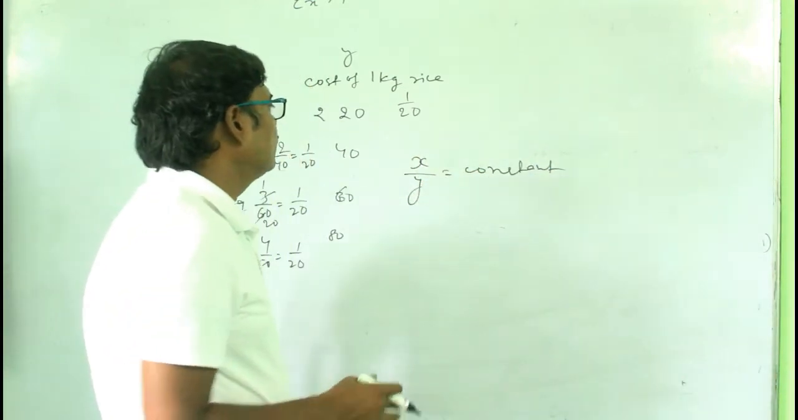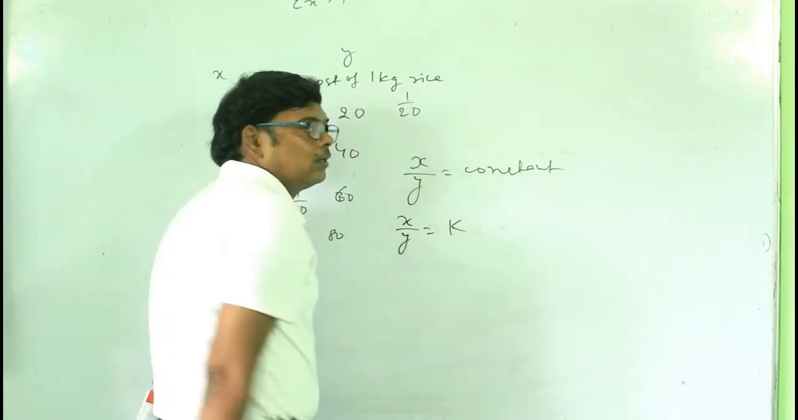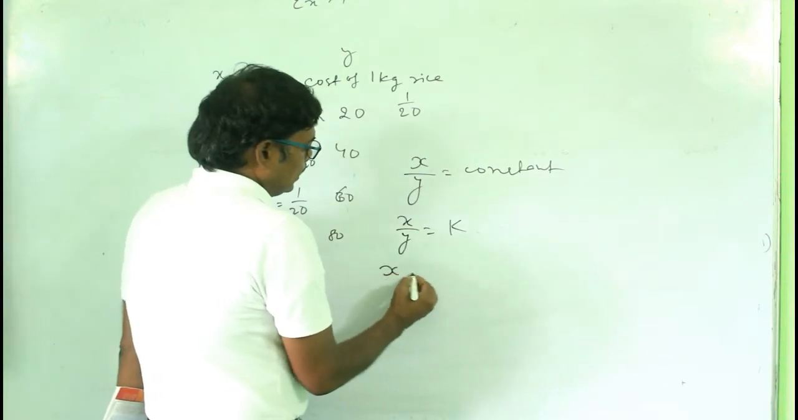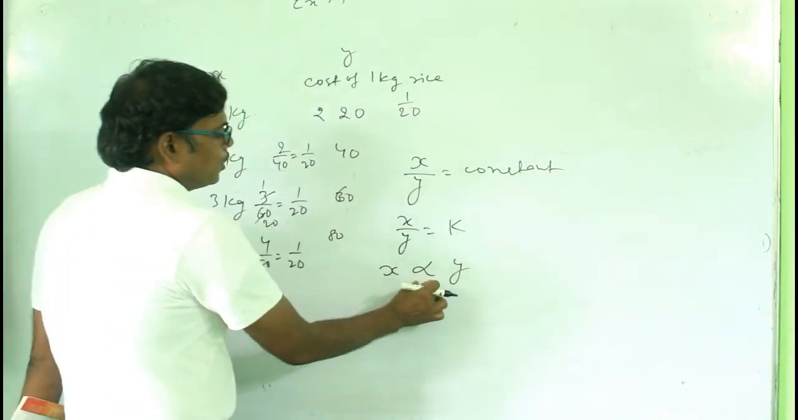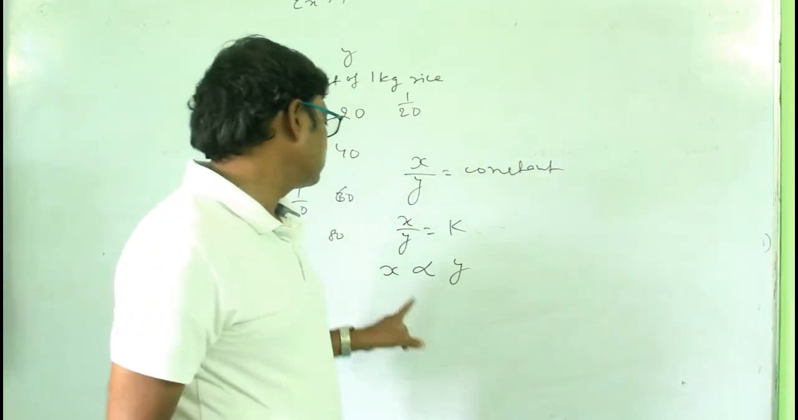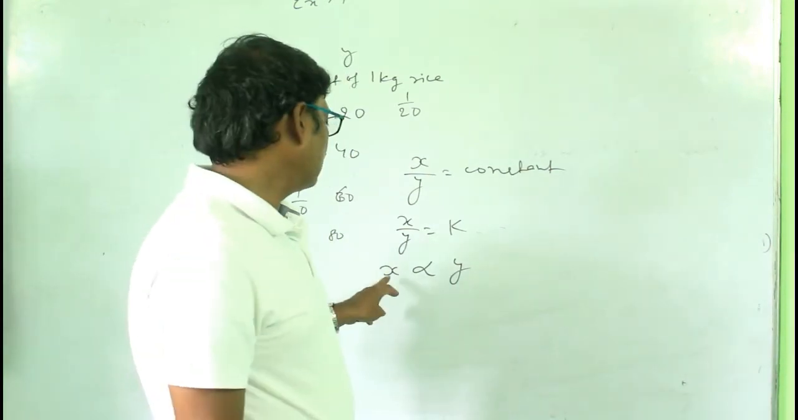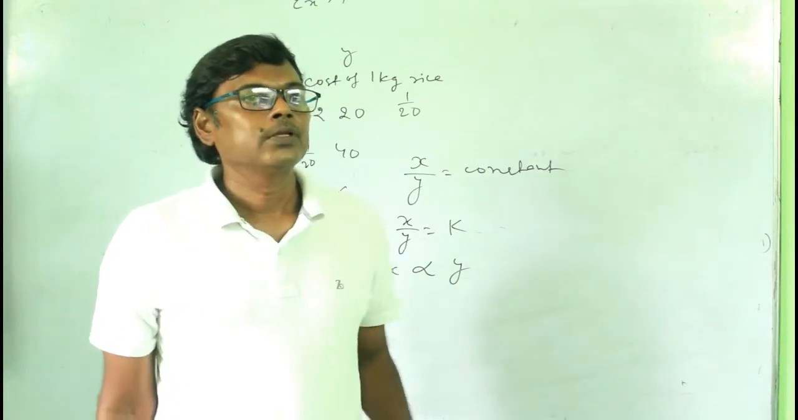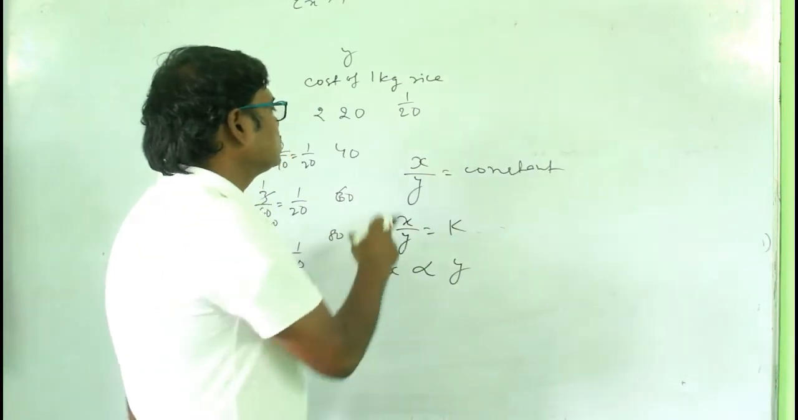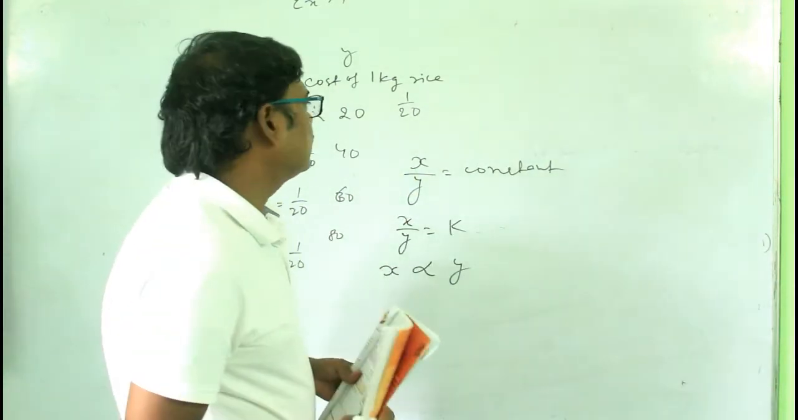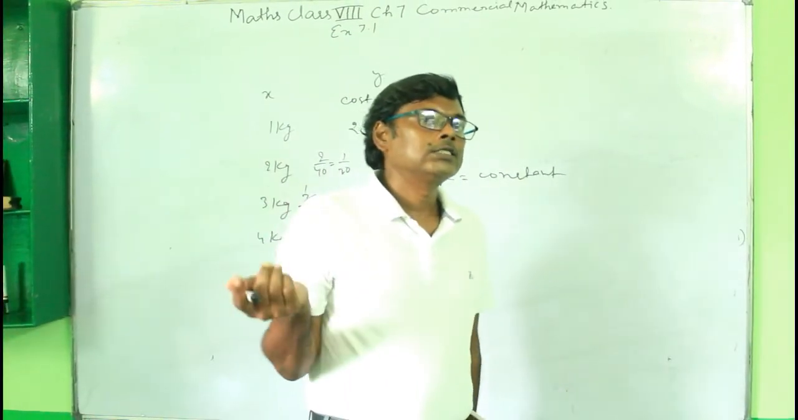So x by y equal to constant, or you can write x by y equal to k, where k is any constant. This means that x varies directly as y. This is the symbol for variation. So you can say x is proportional to y, or x varies directly as y. This is the property in case of direct variation: x by y equal to constant.